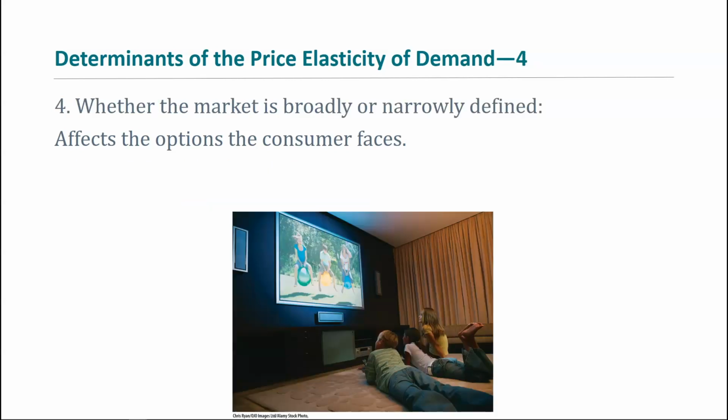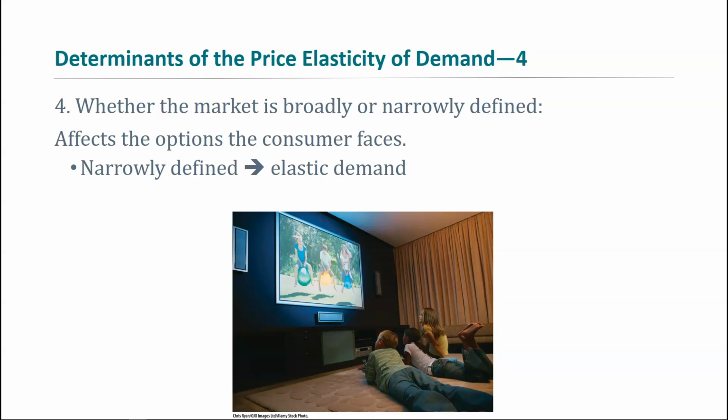Now this one, you may have already thought about this as we were talking about gasoline. So this is a little strange, so follow me here through this explanation. But another thing that affects your price elasticity of demand is whether the market is broadly or narrowly defined. So again, it affects the options that consumers face. So what do I mean by that? If a market is narrowly defined, we say there's elastic demand. So for example, with the gasoline example, if we're talking about one gas station changing their price, then it's a pretty narrowly defined market, right?